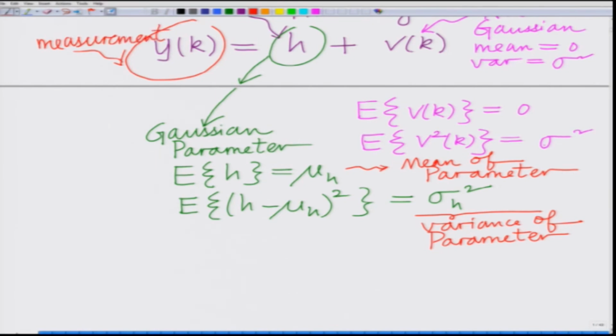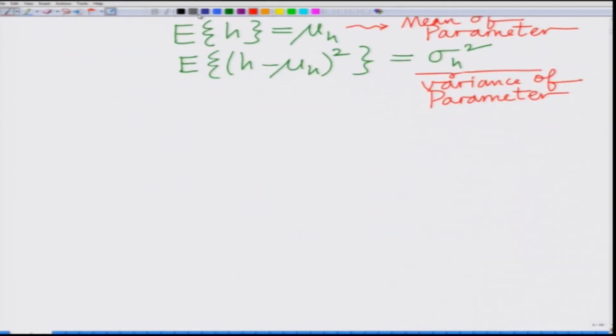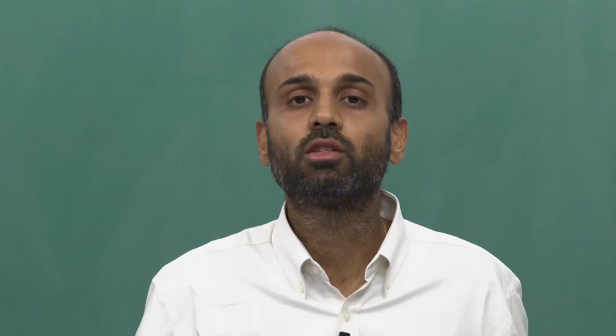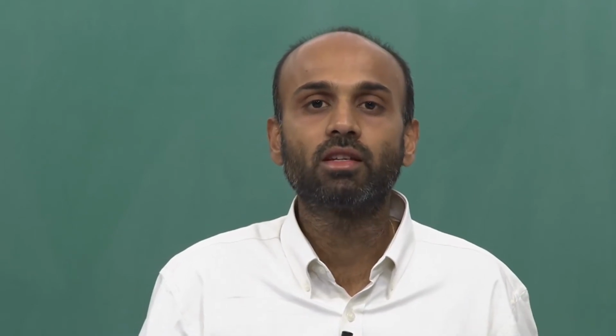Okay. Now, what we have is a measurement y_k equals h, the parameter, plus noise v_k. But of course, we will not have a single measurement, rather we will have a group of n measurements, because we have n sensors. In a sensor network, we have many sensors. So, let us say we have n sensors, therefore, naturally we will have n measurements.